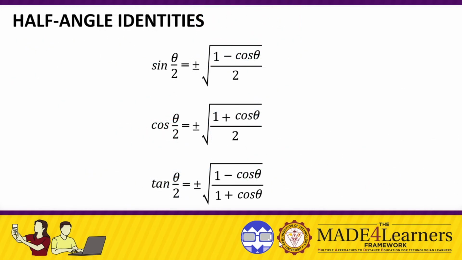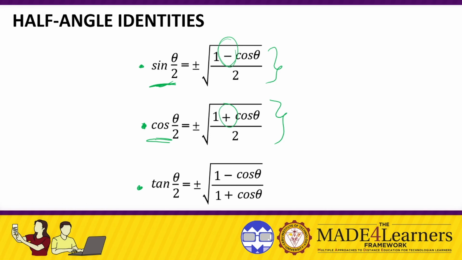To sum up, these are the half angle identities. We have sine of theta over 2 equals the square root of 1 minus cos theta over 2. Then cos theta over 2 equals the square root of 1 plus cos theta over 2. And tangent theta over 2 equals the square root of 1 minus cos theta over 1 plus cos theta. Here's the tip in memorizing these three. There is a pattern for sine and cosine: if it's sine, it's minus; if it's cosine, it's plus. So they have the same form.